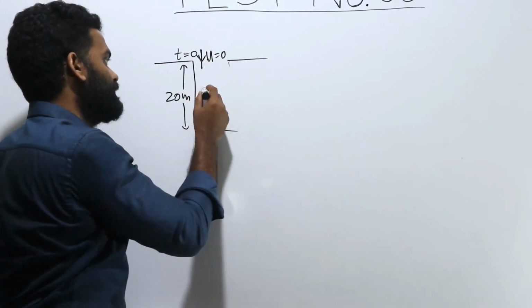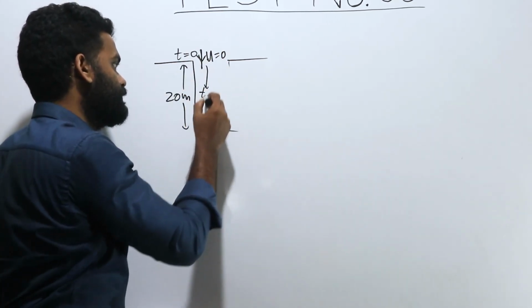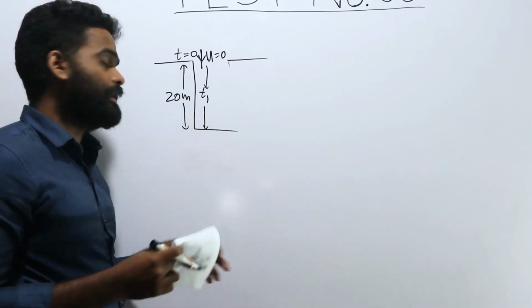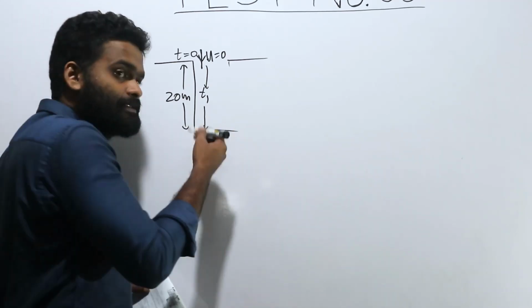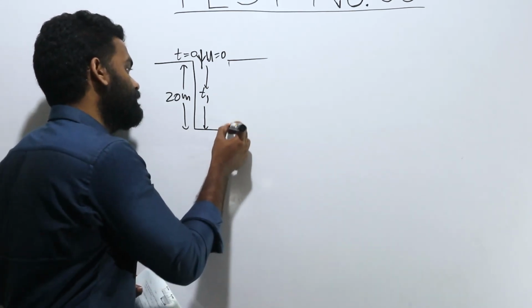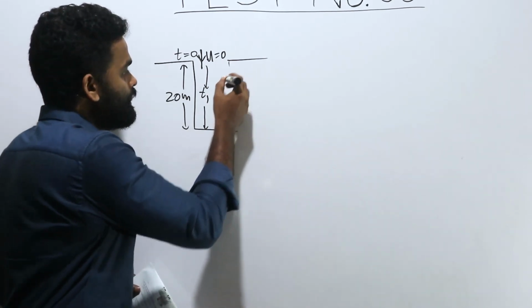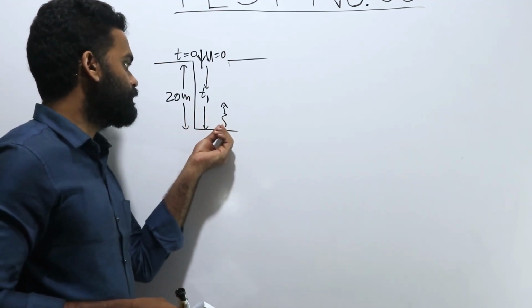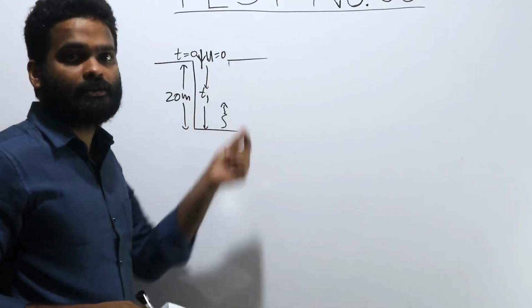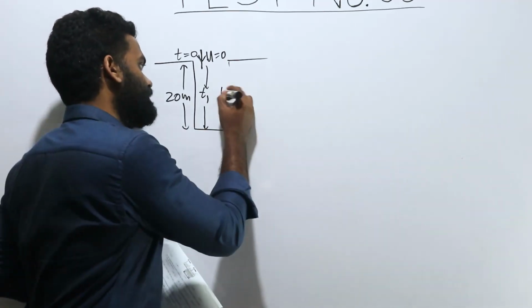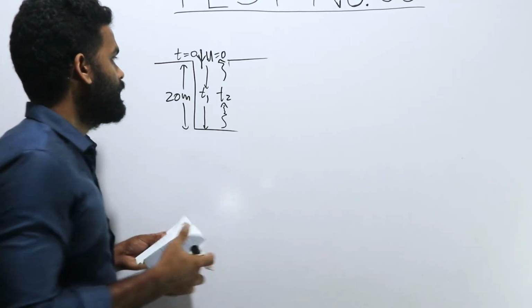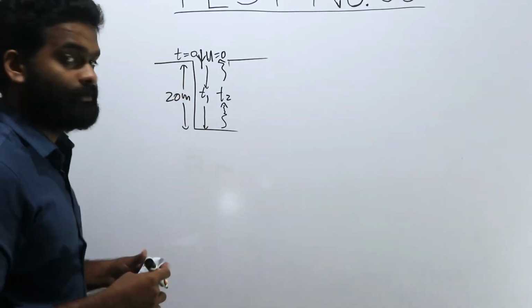First we need to find, let's say, the time for the stone to reach the water level, T1. Then it makes a sound. Then it takes some more time for that sound to reach the ground again. Let's say that time is T2. Okay, first let's find T1.